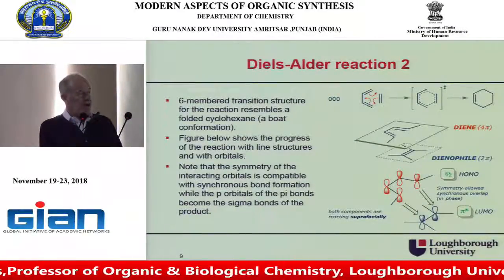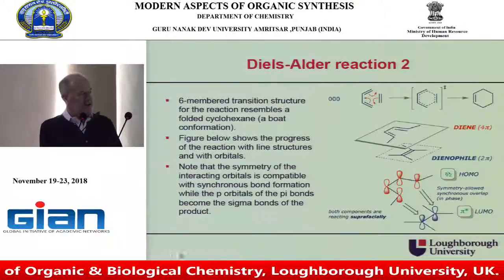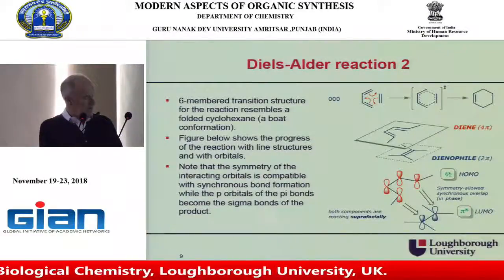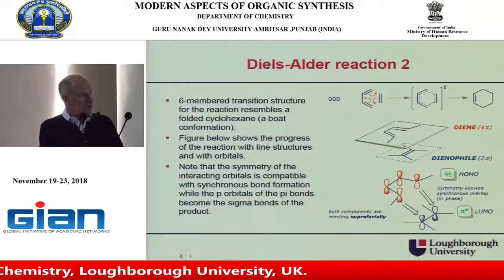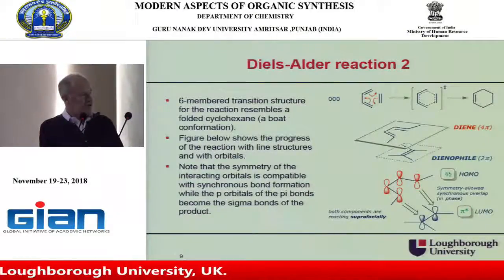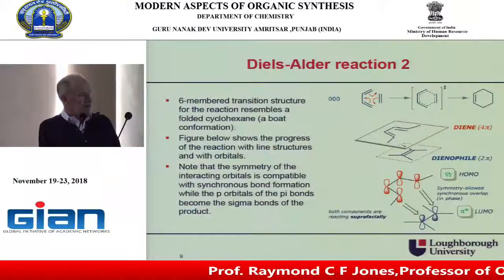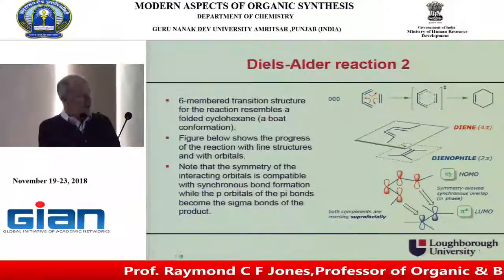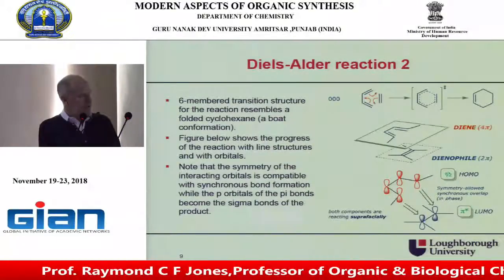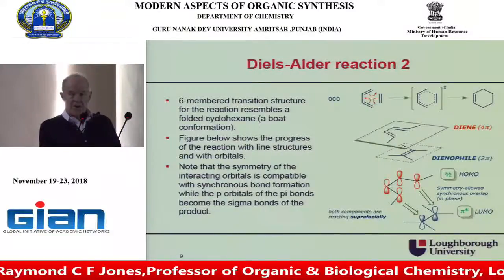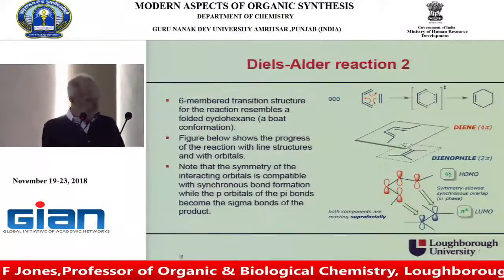So the frontier orbital theory is an easy pictorial way of saying this should work. It doesn't tell you how well it will work, it doesn't tell you what the stereochemistry is going to be, or the regiochemistry. Regiochemistry tells you which end of the alkene is going to join to which end of the diene. Can we predict that? And the answer is yes. The p orbitals of the pi bonds become the sigma bonds of the product. So you're going to get an end-on overlap here and an end-on overlap there, which in each case will make a sigma bond.